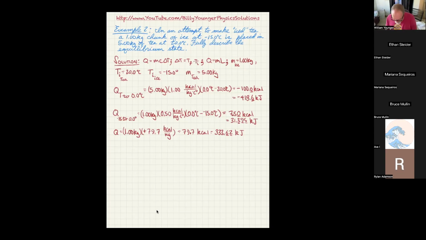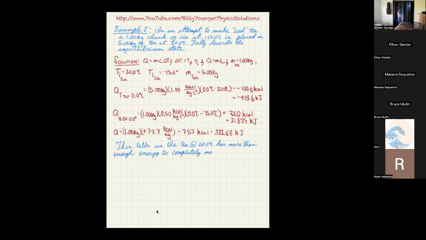Okay. So now that I've satisfied that, I'll say this tells us the T at 20.0 degrees Celsius has more than enough energy to completely melt the ice and bring it to 0.0 degrees Celsius or higher.